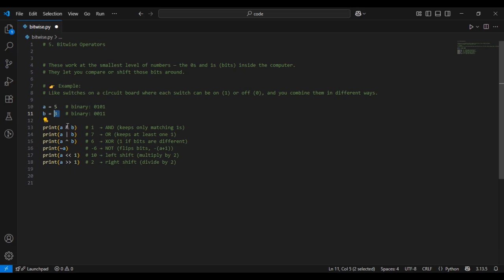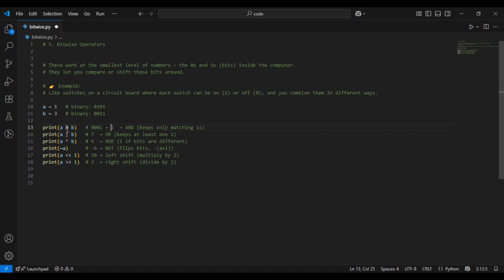Now let's look at the operators. This operator is the AND. This operator only keeps matching ones. So if we look at these two binary numbers, let's see where both of the values have ones. It is only in the first place. This doesn't have one, this doesn't have one, and they both are zeros. So the answer binary number will be 0001, which equals 1, because this is 2 to the power of 0, which equals 1.